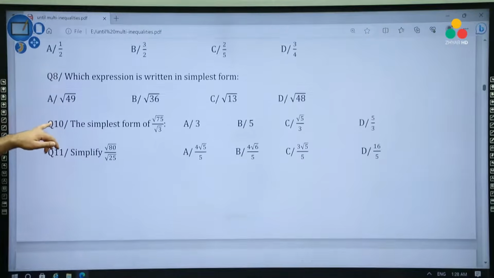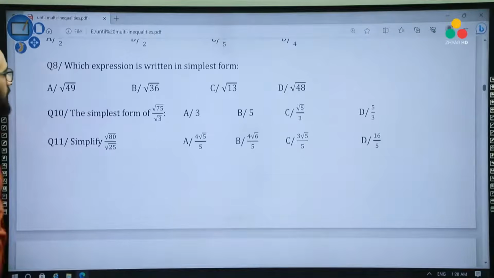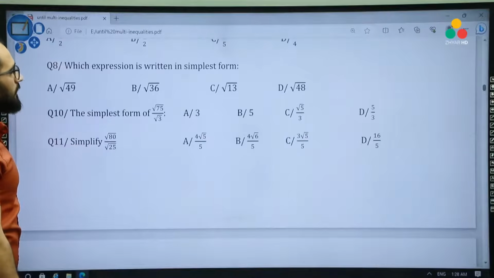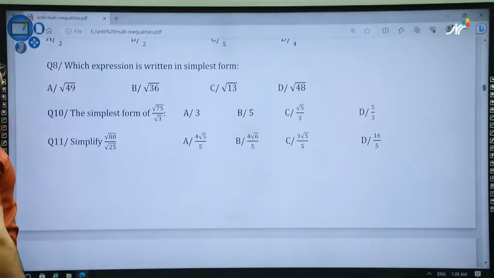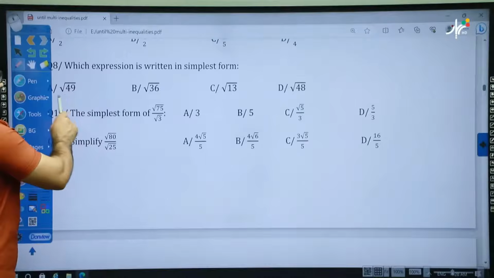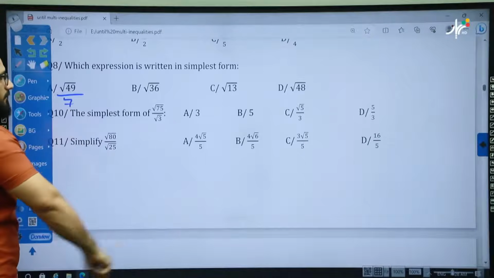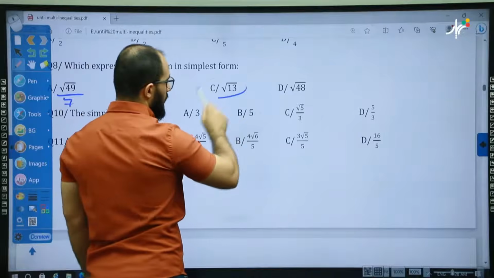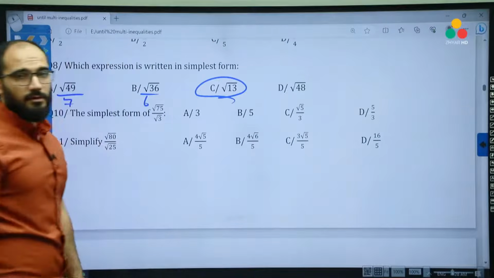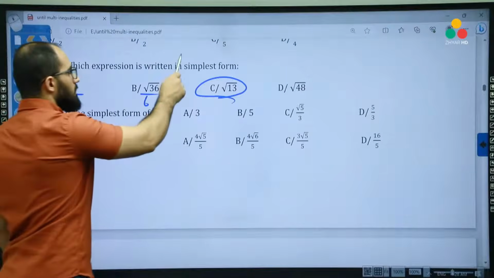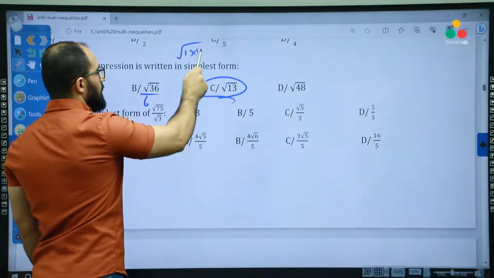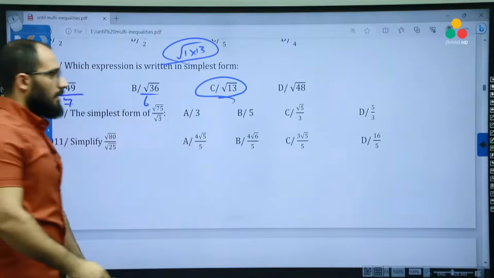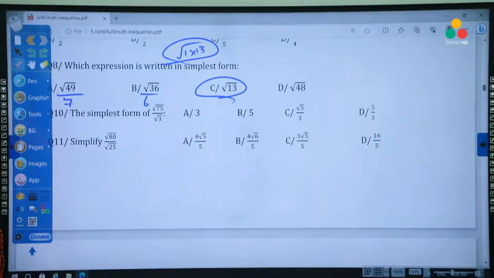Then question 8, it says which expression is written in the simplest form. Again, the square root of 49 is not in the simplest form because it's going to be 7. The square root of 36 is going to be 6. The only one is square root of 13 because 13 is 1 times 13. Then it is in the simplest form.